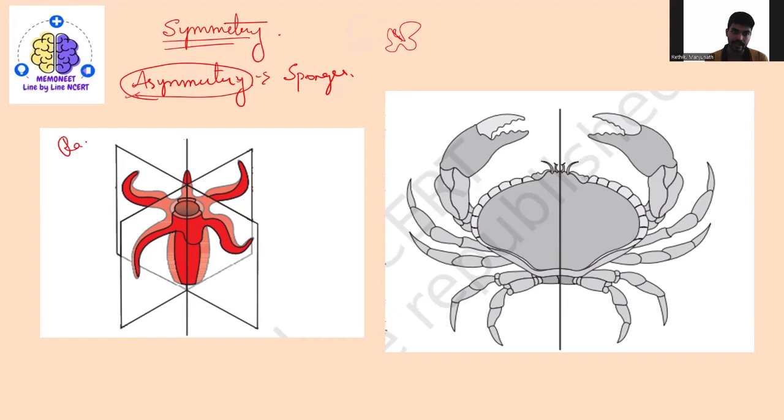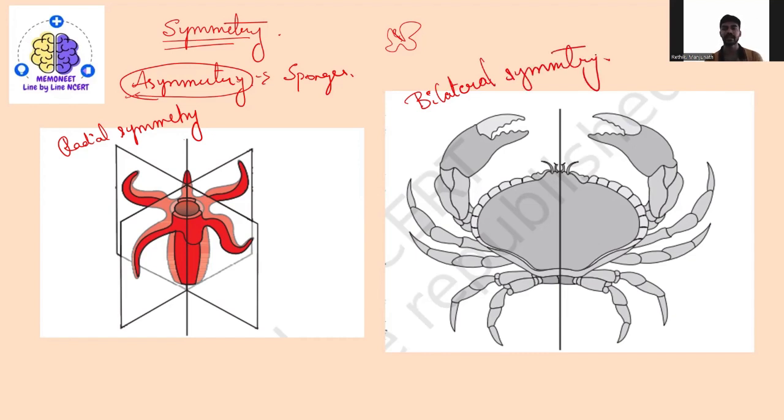So the next one we have is radial symmetry. Then we have bilateral symmetry, right? So what do you mean by radial symmetry? See, what happens is any plane that passes through the center divides the organism into two identical halves. That means, whichever angle you pass the plane through the center, if you cut from the center, it is going to divide into two identical halves. That is called radial symmetry.